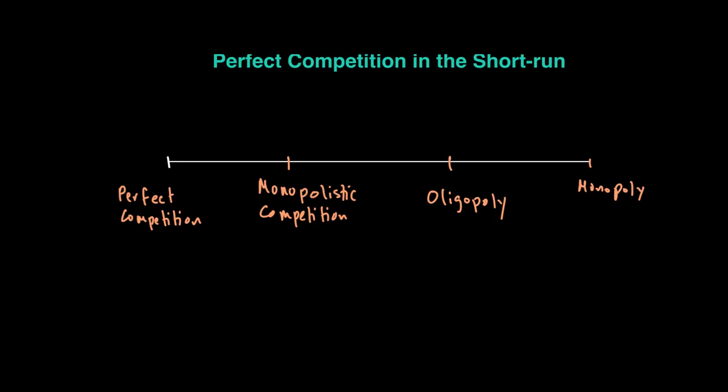Industries are divided into categories according to the degree of competition that exists between firms within the industry. There are four such categories: perfect competition, monopolistic competition, oligopoly, and monopoly. At one extreme is perfect competition, where we see many firms competing with each other, while on the other extreme is monopoly, where there's only one firm controlling the market.